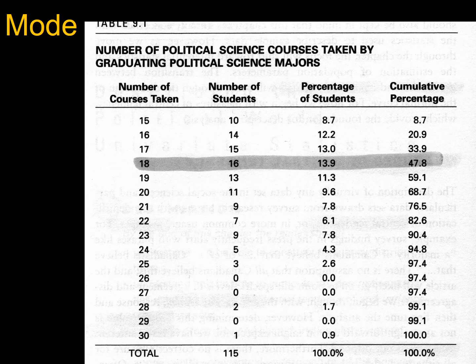So here we have a number of political science courses taken by graduating political science majors. We have the number of courses in a column on the extreme left. Then moving to the right, we've got the number of students in those classes. We've got then the percentage of students in a column, and finally the cumulative percentage, which is the last category. Here, we'd be looking at percentage of students, which is the third column from the left, second from the right, and we're interested in the largest single block, and that would be 13.9. 13.9 percent of students take a number of courses 18 in which there are 16 students.